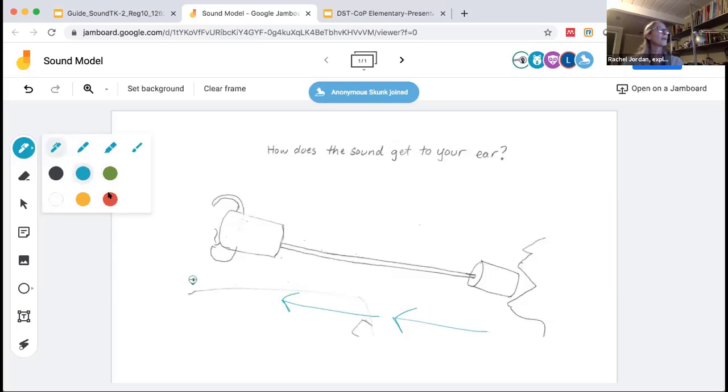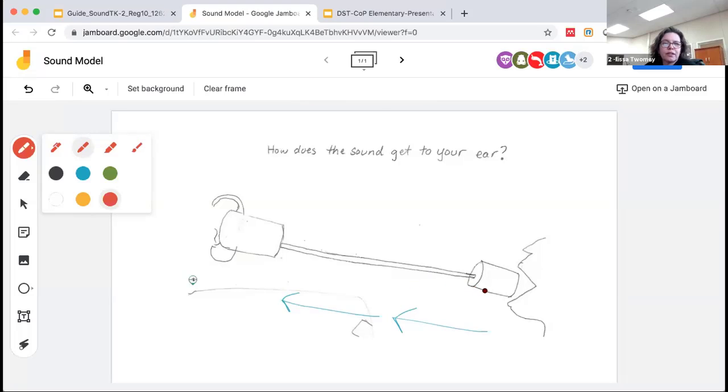Kelsey's drawing some arrows up there. And Kelsey, we have a suggestion of squiggly lines. Can you talk a little bit more, Lisa, about the squiggly lines? Where do you think we should put them, and where should we start them? Well, I was thinking the squiggly lines would start at the mouth and go down the string to the ear.